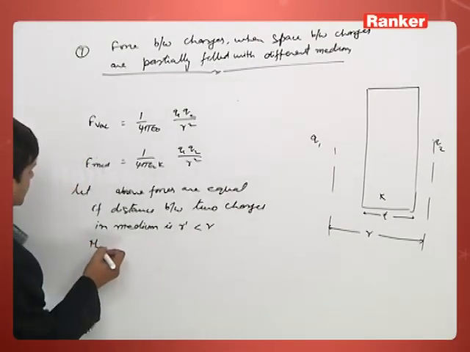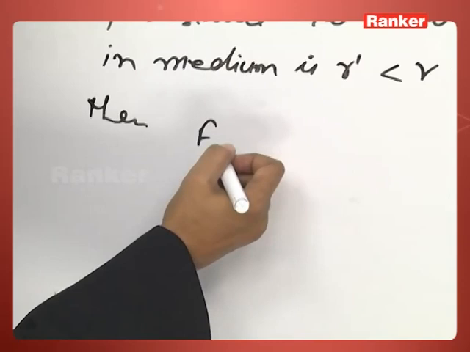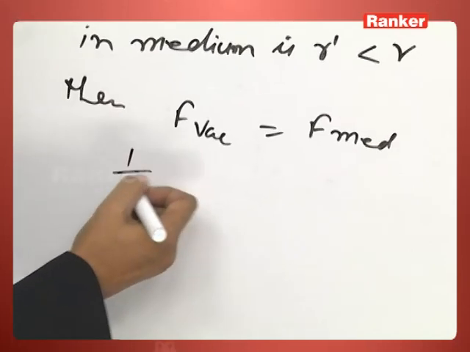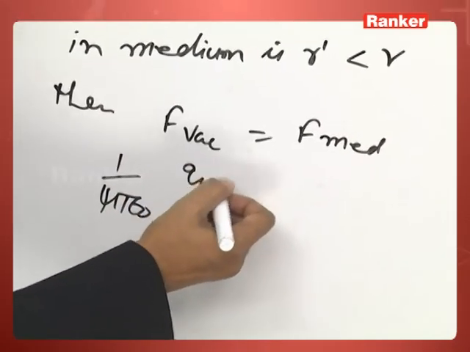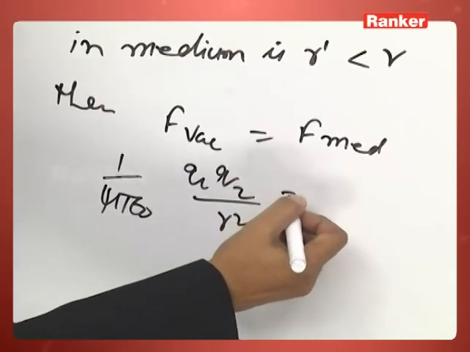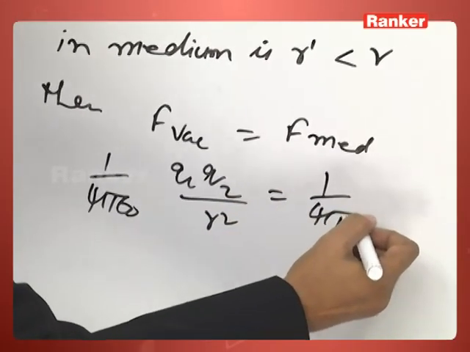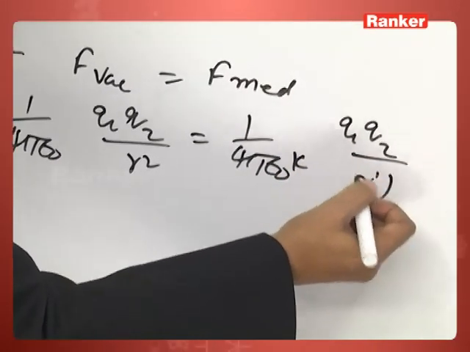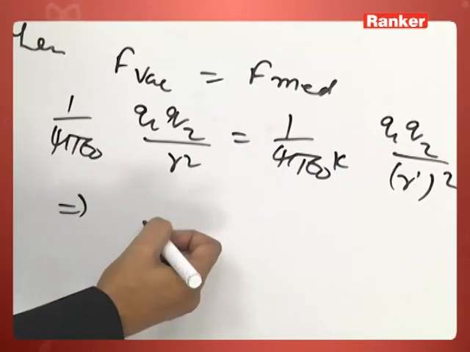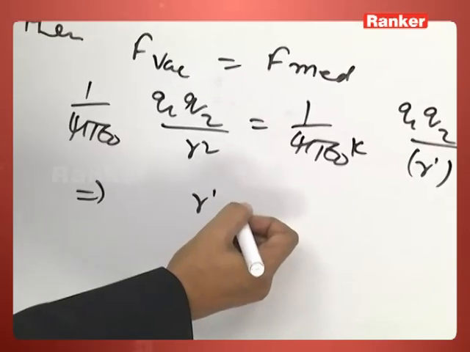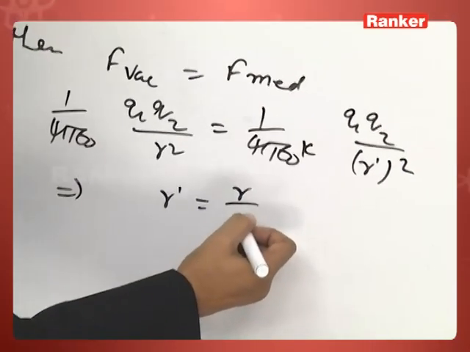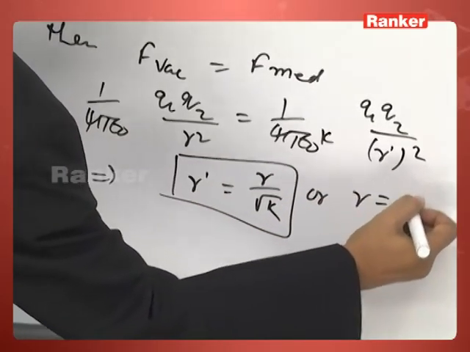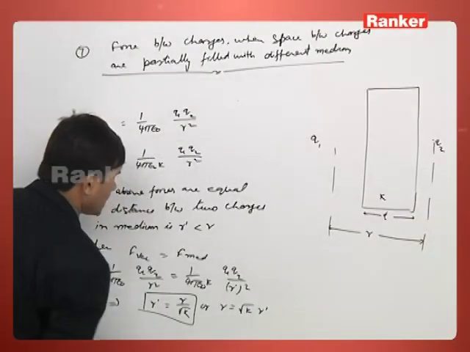Then we can write, F vacuum is equal to F medium. So 1 by 4 pi epsilon naught Q1 Q2 by R square, F in medium is K Q1 Q2 by R dash square. So that gives us R dash equal to R by root K, or R is equal to root K times R dash.